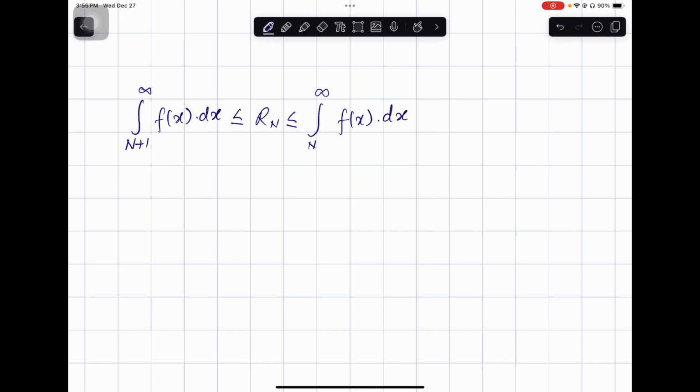Hey guys, I'm back after a long hiatus, and today I'll be talking about the remainder estimate for the integral test, something that you must have covered in your Calc 2 class while discussing sequences and series.